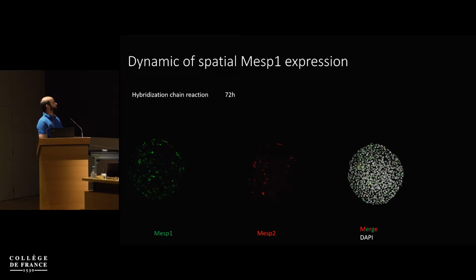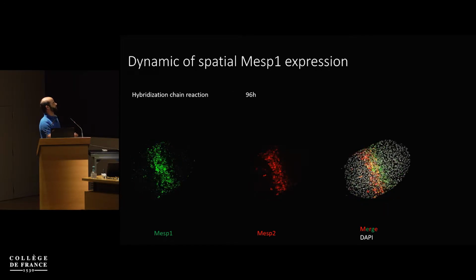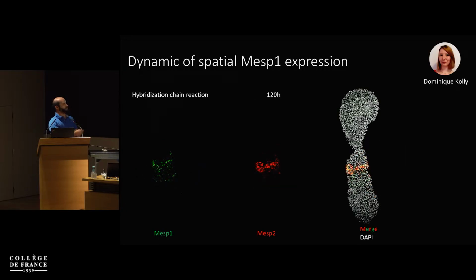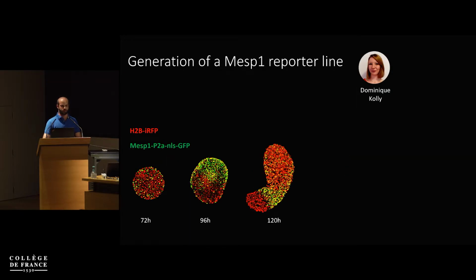And so when we follow this event in time, Dominique performed hybridization chain reaction through time on gastruloids. You can see the same thing at 72 hours, but one day later, it's now organized into this band-like pattern. And if you go even later on, you can still see this band structure.